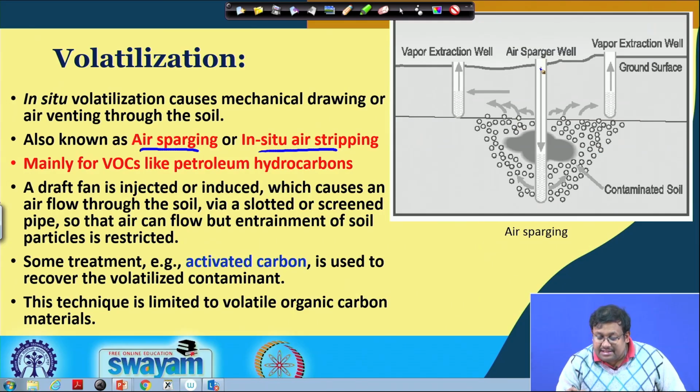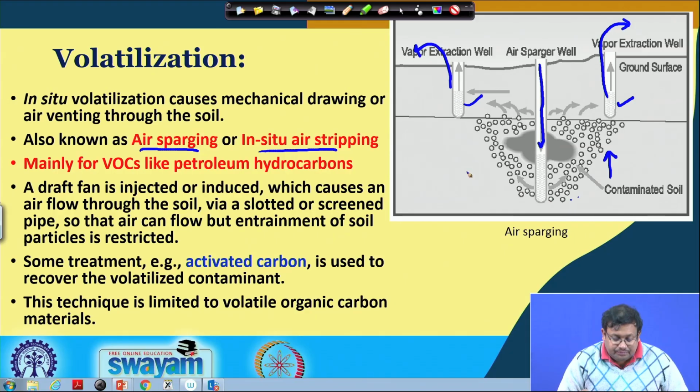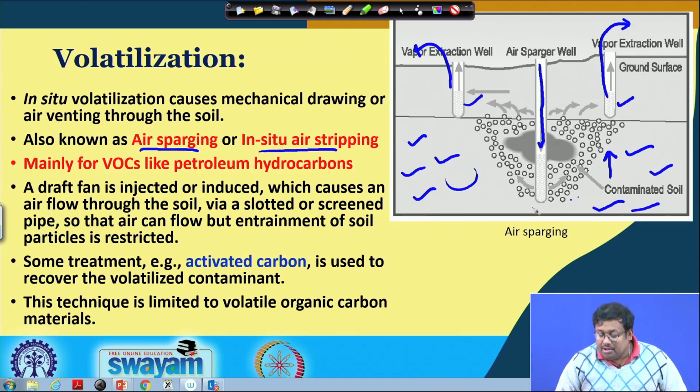As you can see in this picture, this is a contaminated soil. Air sparging is done through this air sparging well, and as a result, whatever volatile organic compound is there volatilizes and goes to the upper part of the soil, and from this upper part they have installed these vapor extraction wells which draw the air. So, through this process, whatever volatile organic contaminants are deposited in the lower parts of this contaminated soil will be converted to a more volatile compound, and this volatile compound through the air will be further extracted through the vapor extraction well. This is how volatilization or air sparging operates.